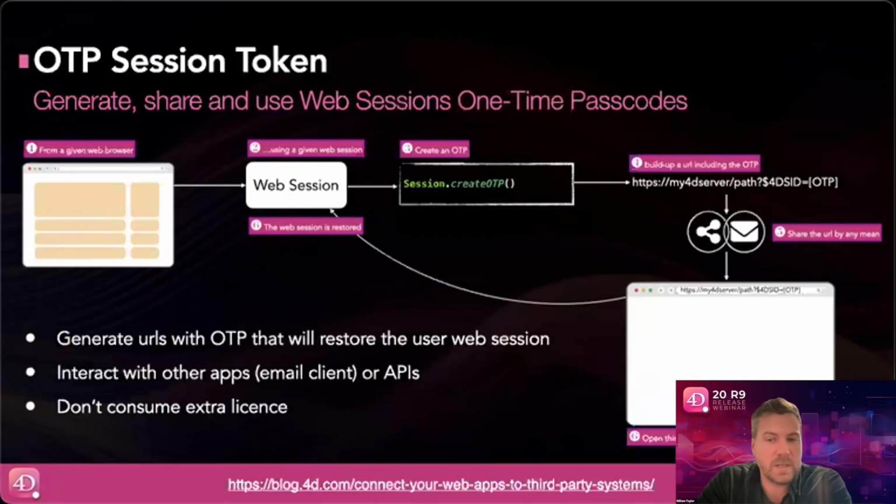This OTP, or one-time passcode, can be used in a URL you generate for the user to open or for a callback. When this URL is used, 4D Server will safely retrieve the original session and won't consume any extra licenses. Of course, this OTP can only be used one time. So it's a very nice and intuitive way to set OTPs, and just another major improvement in 4D.